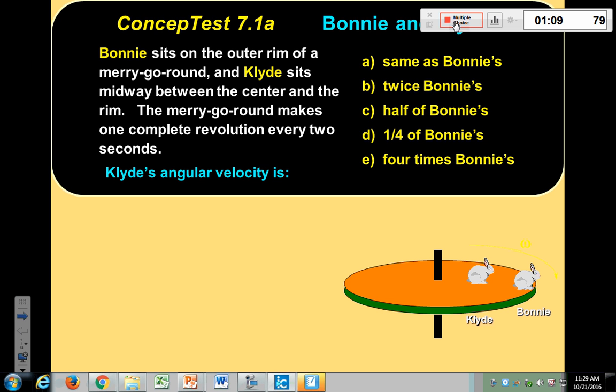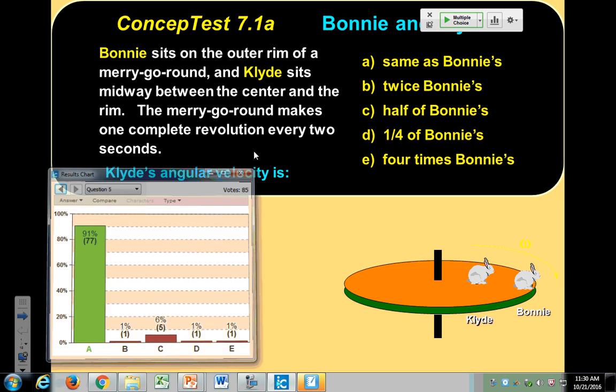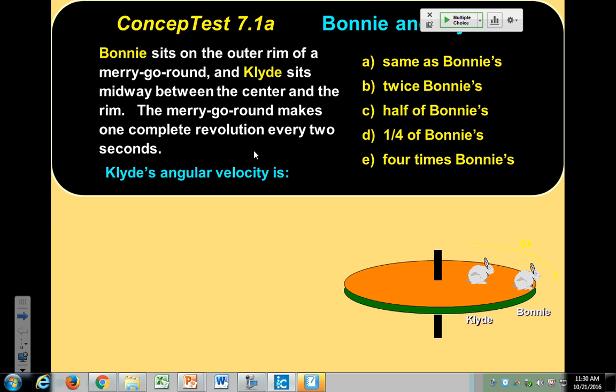So Bonnie and Clyde are these two bunnies on this merry-go-round. It's going around in a circle. Clyde sits midway. Bonnie sits at the edge. How do their angular velocities compare? We'll stop at 130. Okay, very good. That's a rigid body, right? All the points on a rigid body have the same angular velocity. That's how we define what a rigid body is.